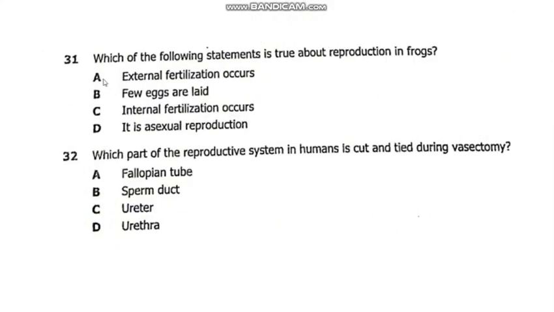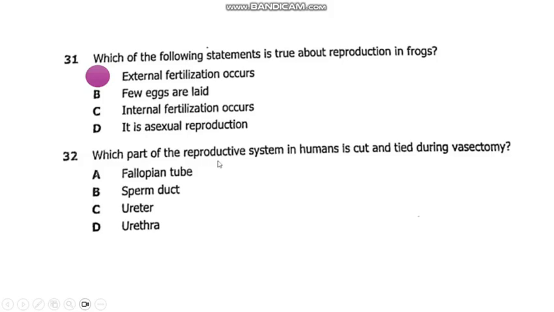So we come to question 31. Which of the following statements is true about reproduction in frogs? A. External fertilization occurs. B. Few eggs are laid. C. Internal fertilization occurs. D. It is asexual reproduction. So which of the following statements is true about reproduction in frogs? It's that external fertilization occurs. So the correct answer is A. Question 32.